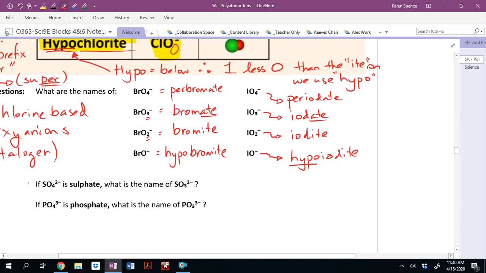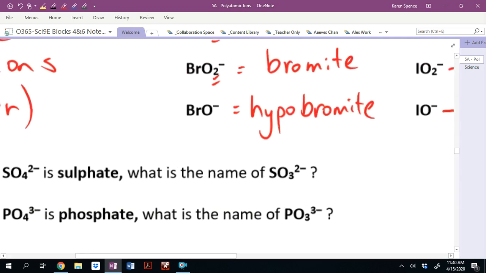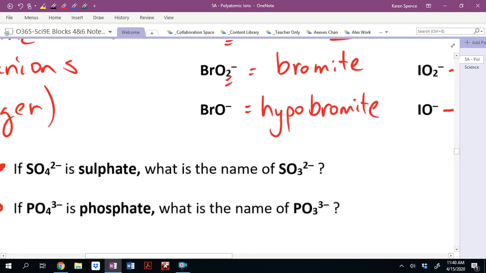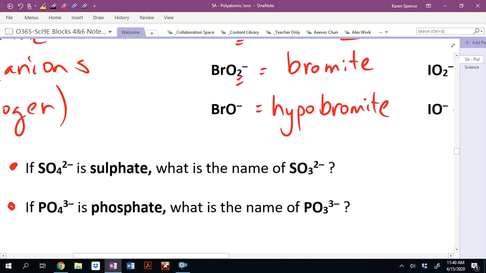You can pause the video now again and you can answer these two questions. If SO4 2 minus is sulfate, what is the name of SO3 2 minus? And I almost said the name, but I stopped myself. If PO4 3 minus is phosphate, what is the name of PO3 3 minus? Pause your video and answer for yourself.